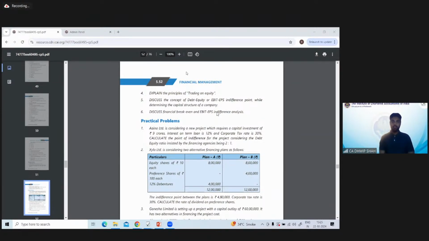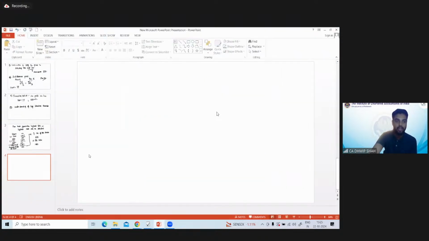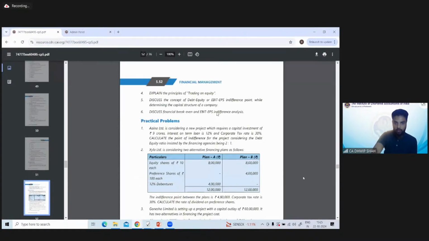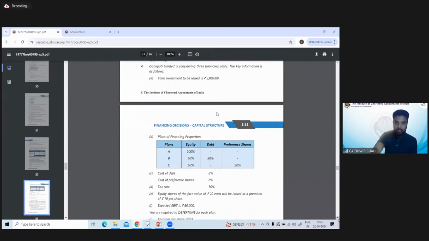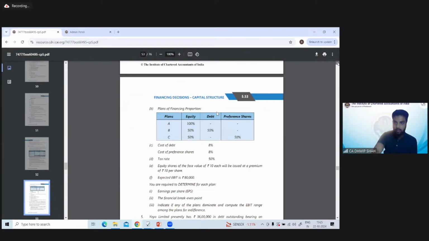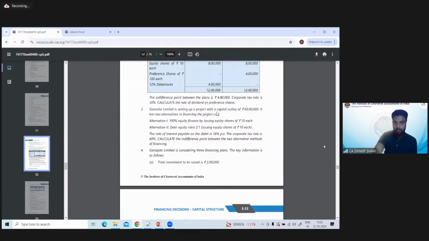Okay, let's read the question. INA Limited is considering a new project which requires a capital investment of 9 crores. So how much capital is needed? 9 crores. Interest on term loan is 12%. Corporate tax is 30%. Calculate the point of indifference. What is asked? Calculate the point of indifference for the project considering the debt equity ratio. But right now we are understanding learning objective number 1, evaluation of different plans and selection of the best plan. When we come to the indifference point, we will solve this question. But before that, let's take a problem that deals with selection of different plans.